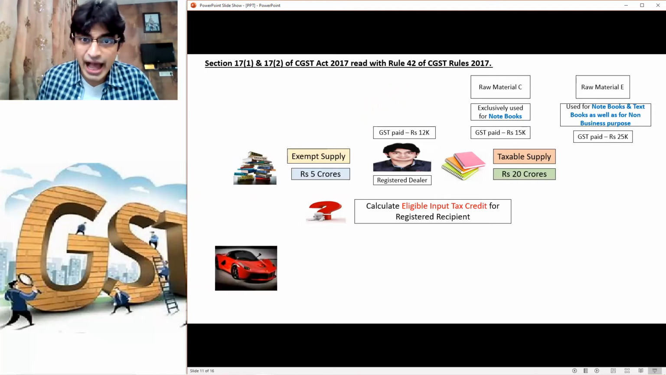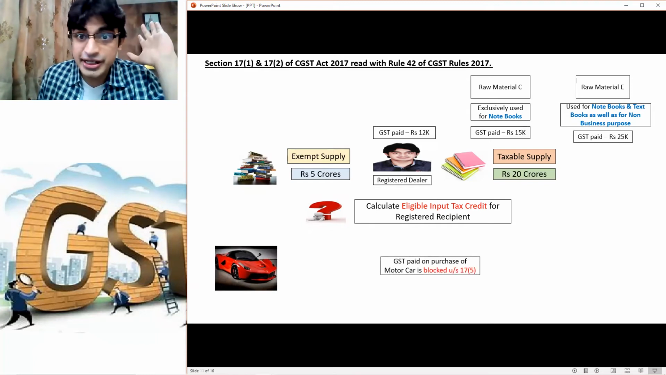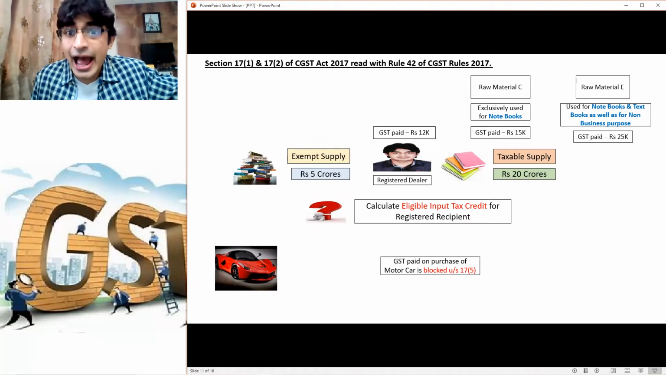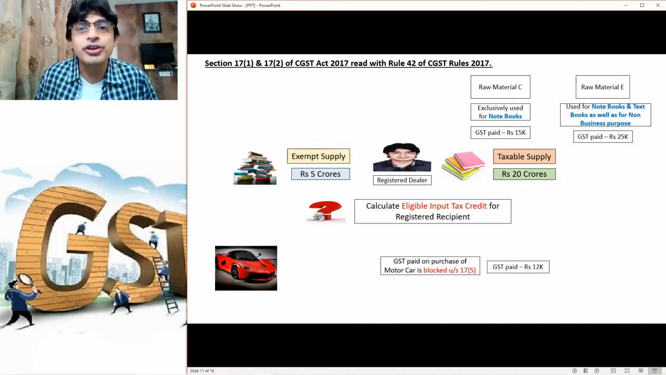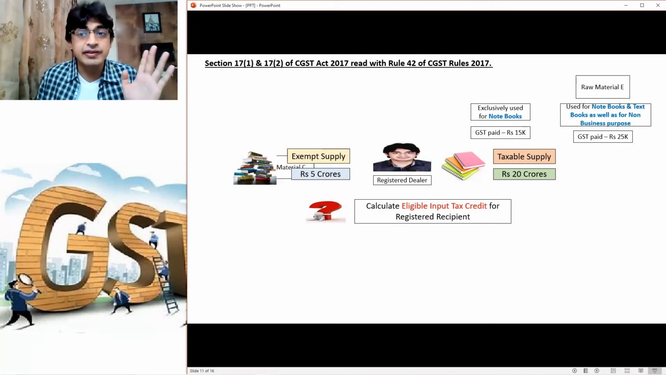Now I purchased a car. Whatever GST you paid, it is blocked under 17(5), blocked credit. ये तो luxury है, थोड़ी necessity है. So जो भी आप कार पे GST भरते हो, you don't get ITC. So whatever GST of 12,000 you have paid, that is also disallowed. Gone.